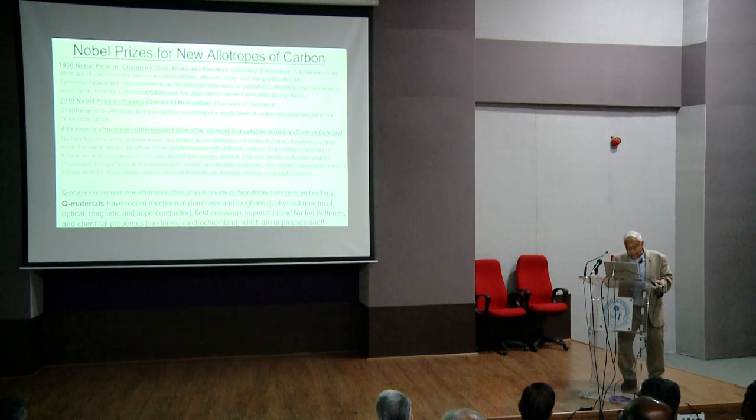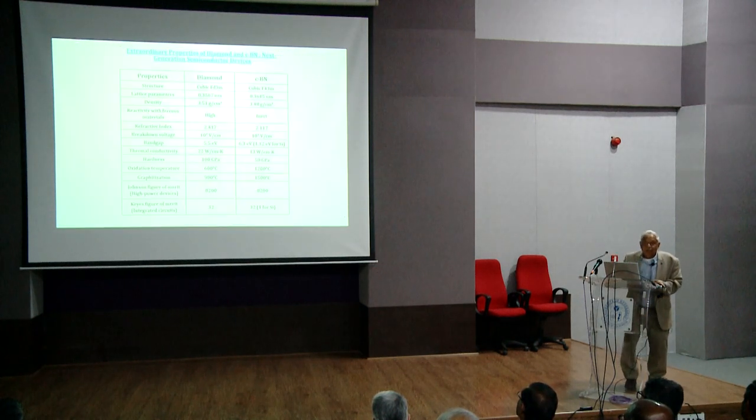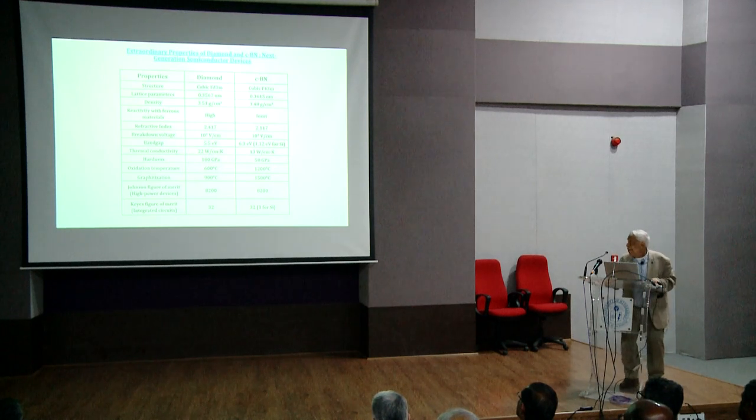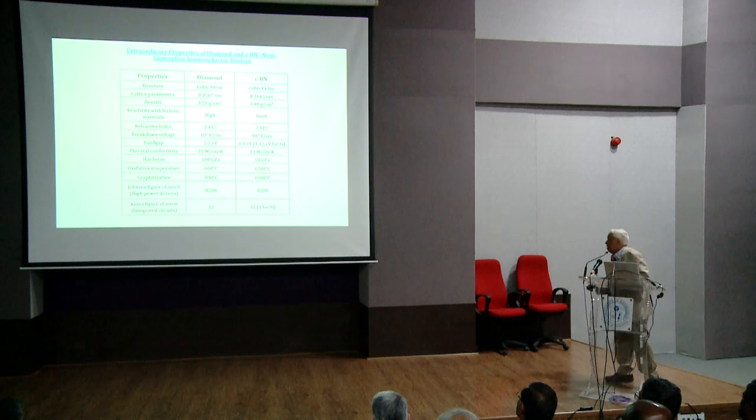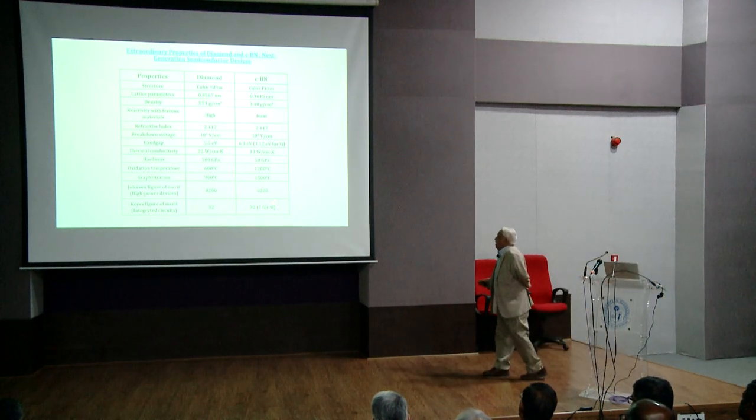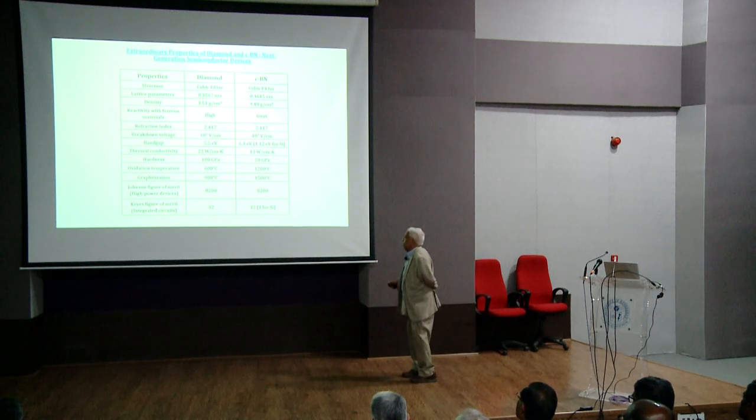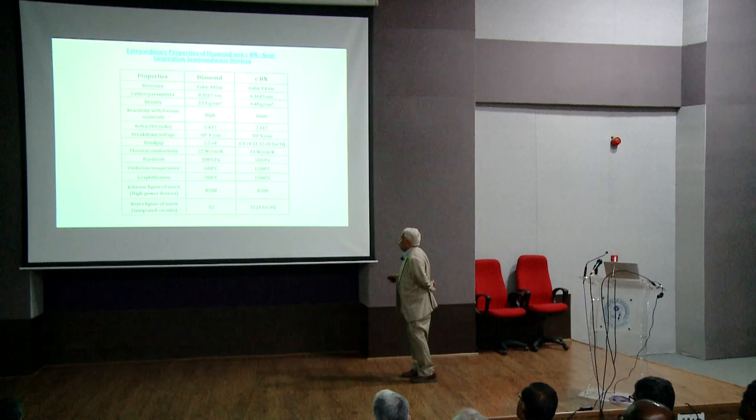So you can see these materials have very unique properties. Q materials are harder than diamond, tougher than diamond. Q carbon is ferromagnetic. Q silicon is ferromagnetic. You can make them superconducting, and they give the best lithium and sodium-ion anode structures. So if you look at microelectronics, the figure of merit, which I show here on this page, is 8200 for these high power devices. For microelectronics it is 32. It's only one for silicon.